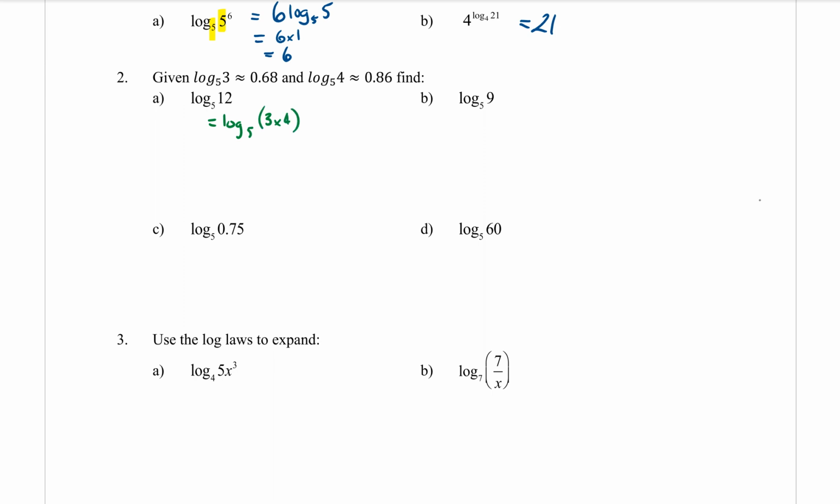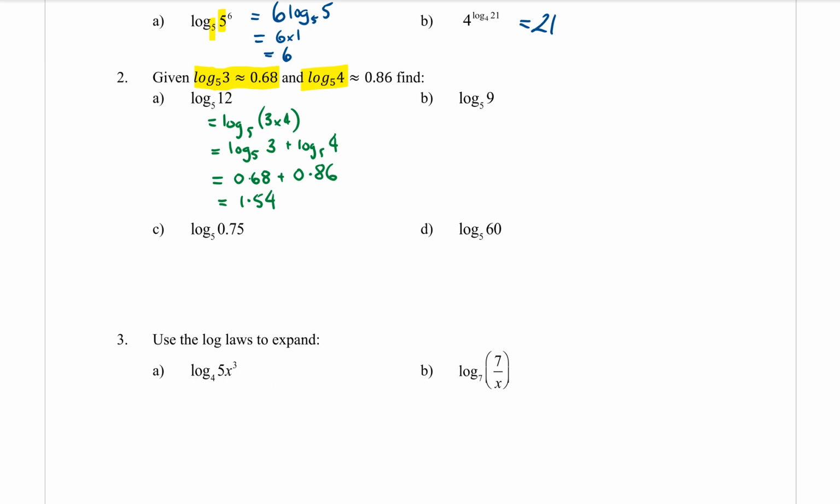If I have 2 things multiplied, I can change that into 2 separate logs that are added. So log base 5 of 3 plus log base 5 of 4. Now we are given some values that we can sub in for those. Log base 5 of 3 is approximately equal to 0.68, and log base 5 of 4 is 0.86. So altogether, that makes 1.54.